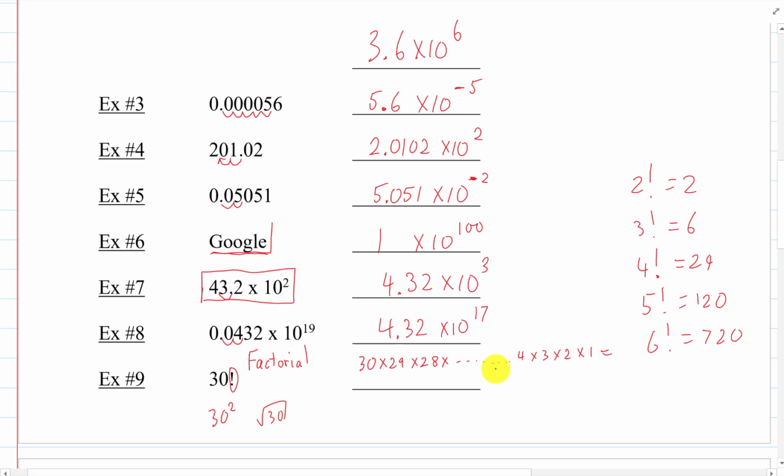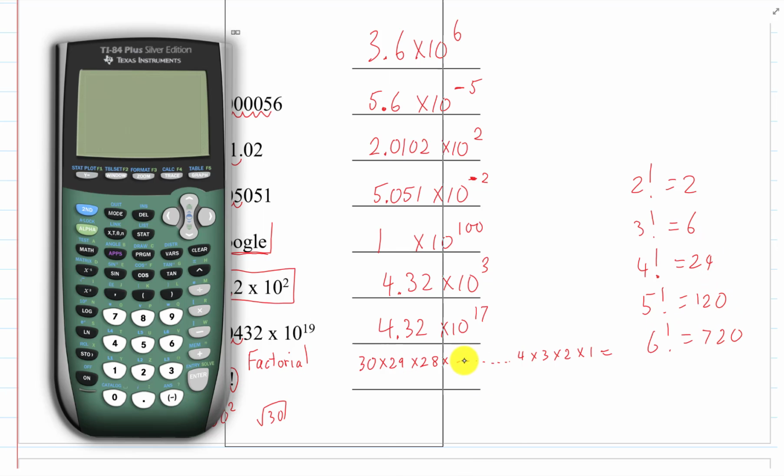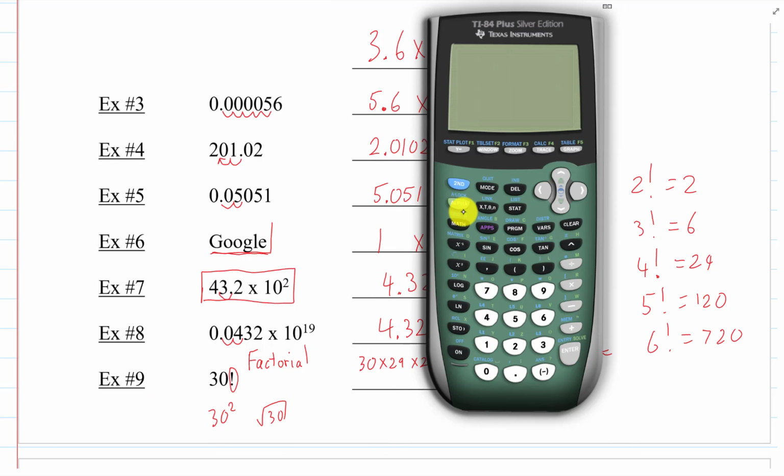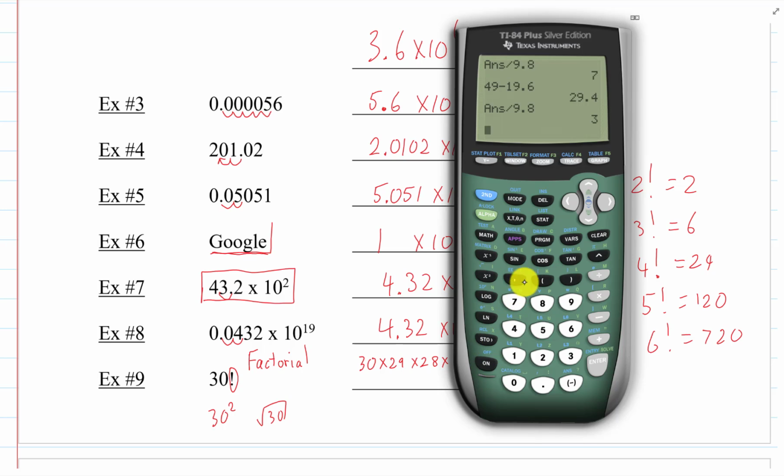What's 30 factorial? Well, calculators have it. In this weird calculator, this TI-84, you have to go to the math functions. So you go 30, and you go into the math functions, and it's going to be underneath probability. And then you see there's an exclamation mark there. So this is going to be 30 factorial. It equals, and it tells us what it is.